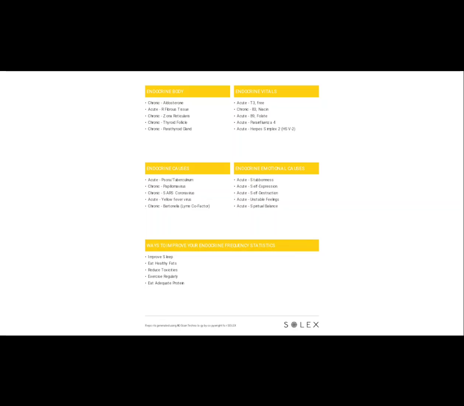That's the second time improved sleep has shown up. Eat healthy fats. We just saw that she needed some omegas in the last one. Reduce toxicities. The body's not digesting, so there's going to be a lot of toxicities in the body. Exercise regularly. That's the fourth time exercise regularly has come up. And eat enough protein. She might actually be eating enough protein, but what happens if the body's not breaking it down? Then it's not going to reassemble it into amino acids properly where it can be used. So sometimes it's not a lack of protein as much as seeing if the person's even breaking down what they're eating to begin with.